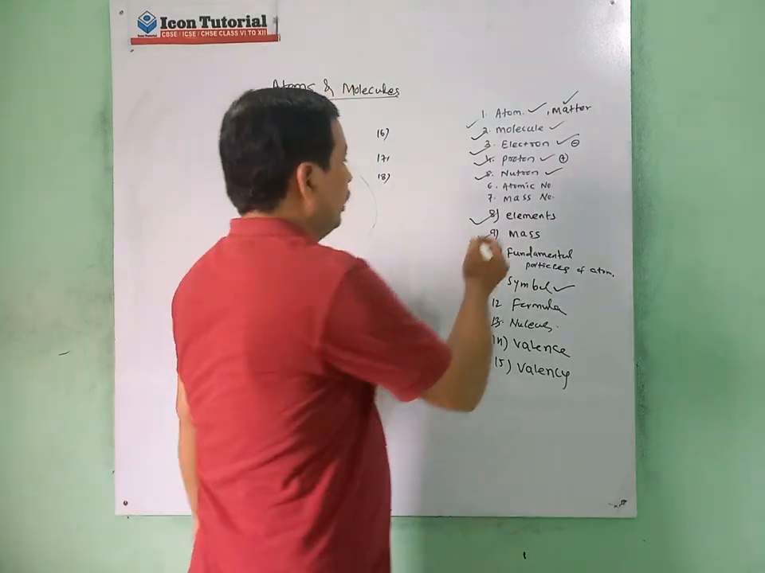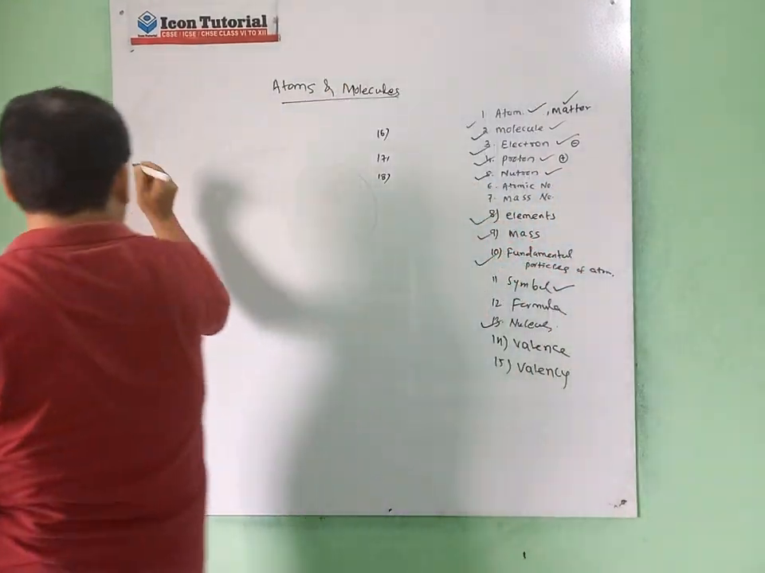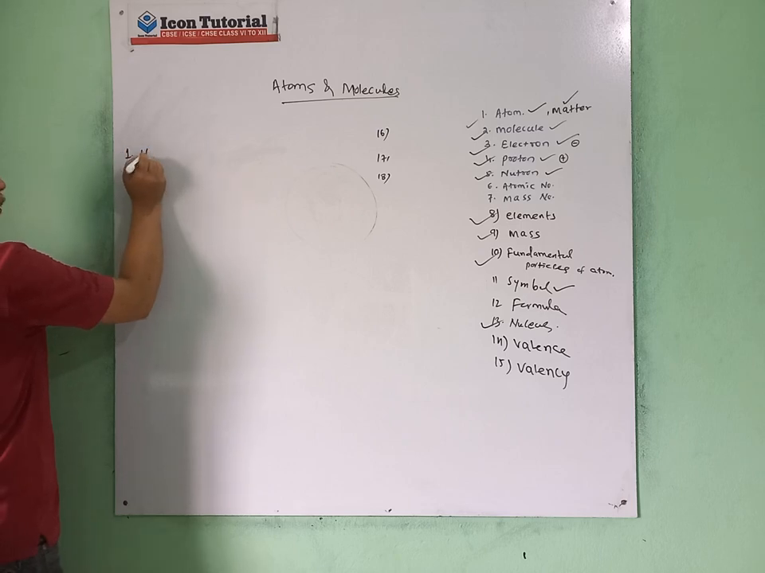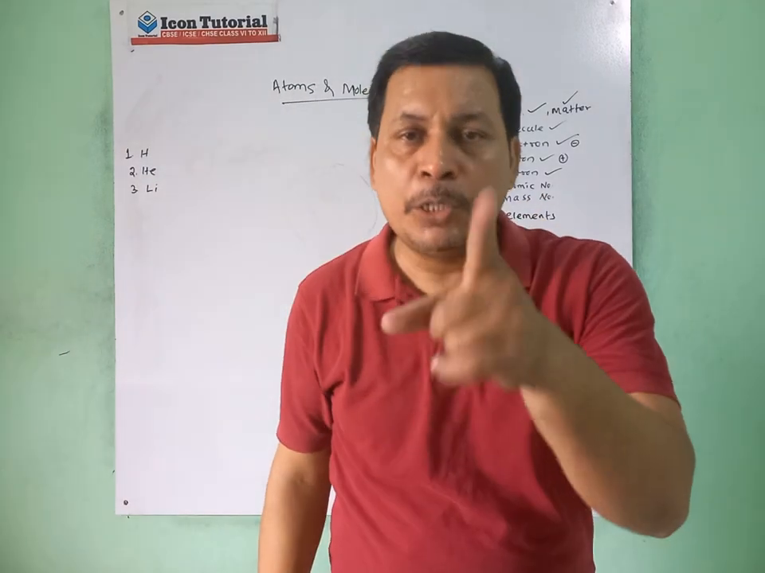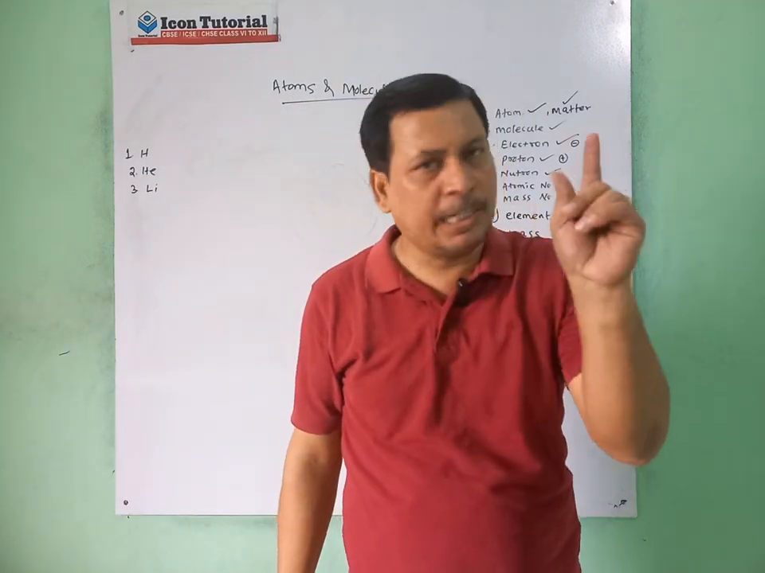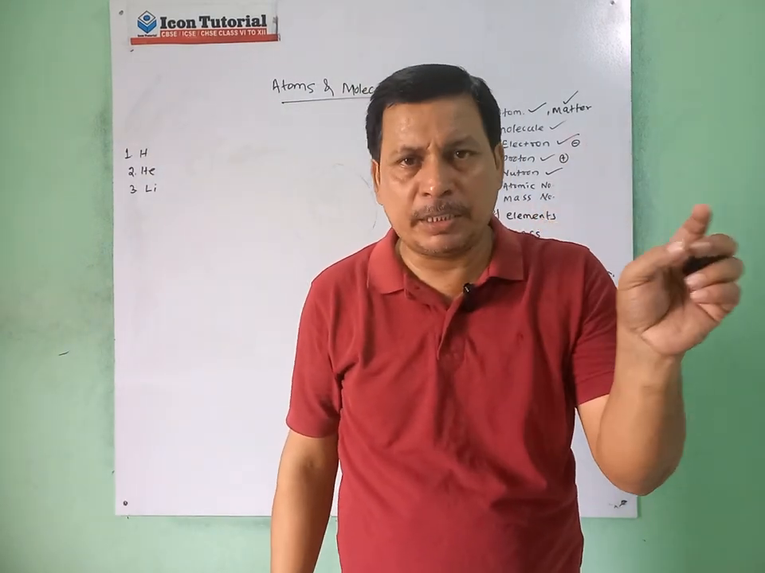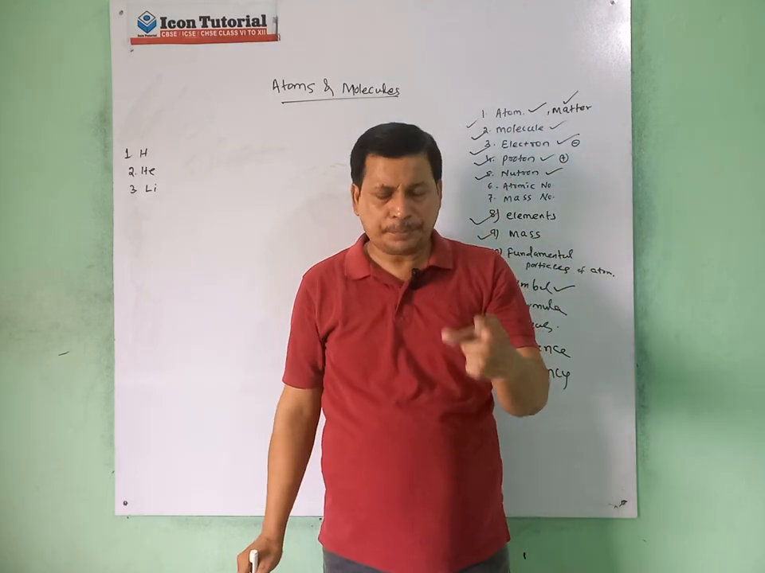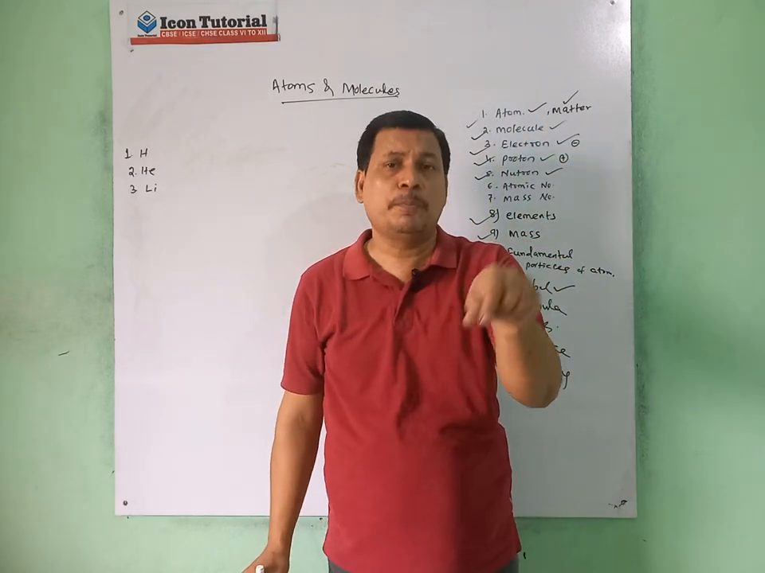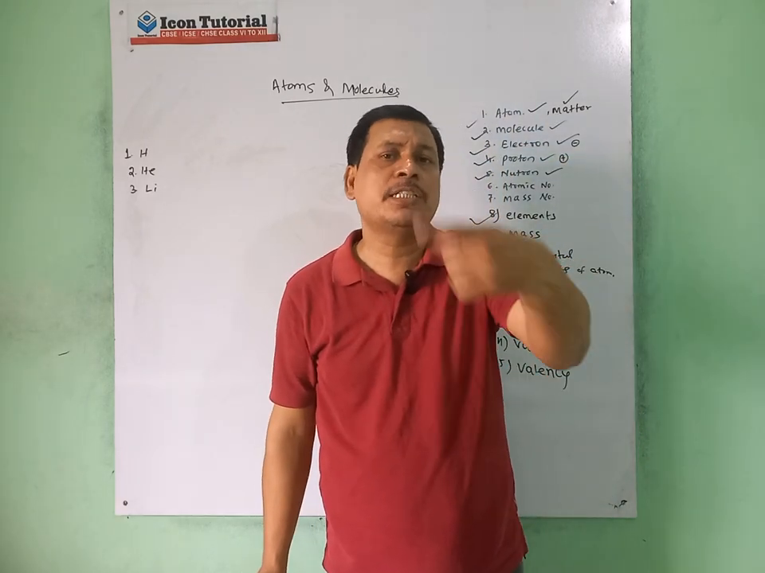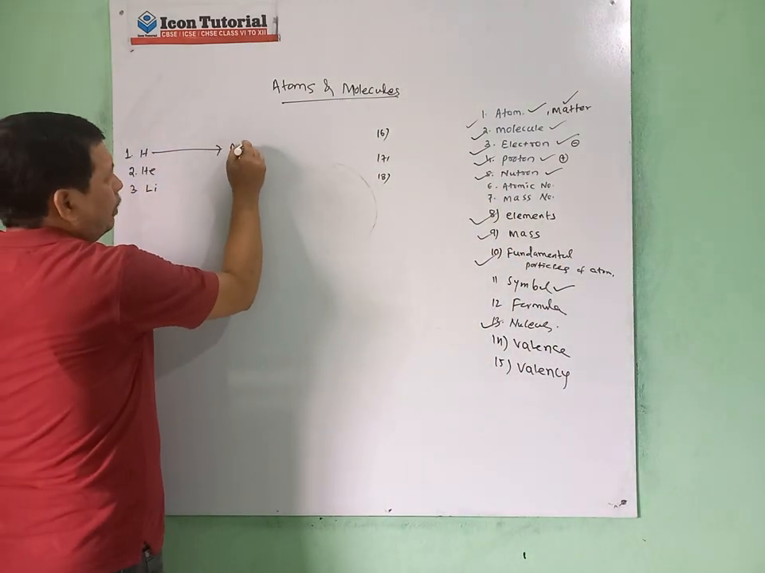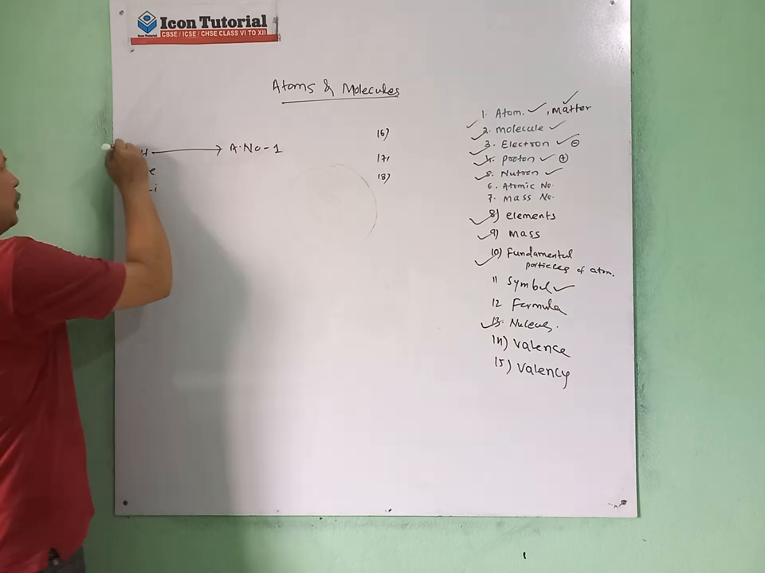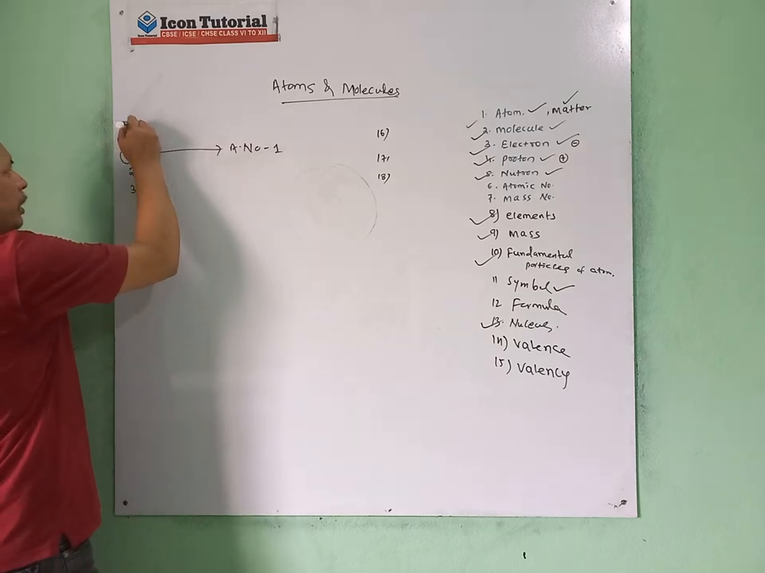Okay, so then atomic number. What is atomic number? 1, that is hydrogen. 2, that is helium. 3, that is lithium. So atomic number is the number of electrons or protons. Electron is negative charge particle, proton is positive charge particle. The number of electrons or protons present in an element is known as atomic number. Example: hydrogen atomic number 1. This is your atomic number. Clear?